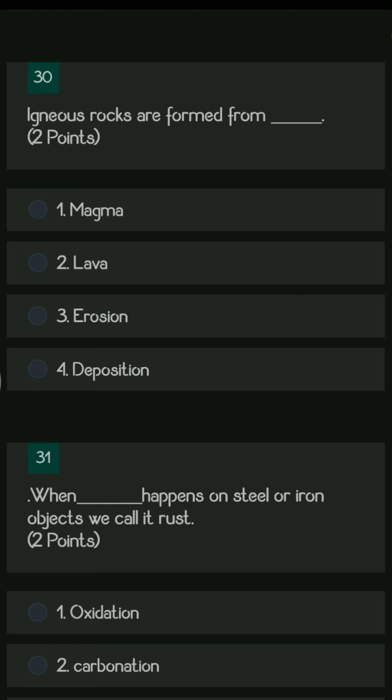Next question. Igneous rocks are formed from dash. So options are magma, lava, erosion and deposition. So whenever hot magma cools down, it gets converted into lava, and because of that the new rock is created. Okay, such type of new rock is called as igneous rock. So basically you can say that the right answer is lava. Next question.